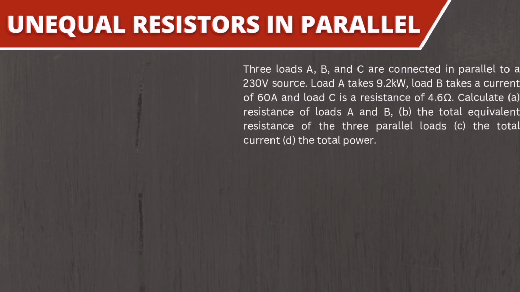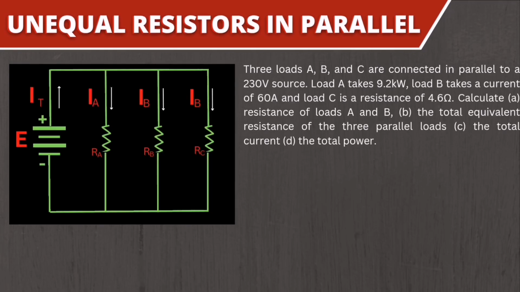Okay, number 1. 3 loads A, B, and C are connected in parallel to a 230 volt source. Load A takes 9.2 kilowatts, load B takes a current of 6 amperes and load C has a resistance of 4.6 ohms. Calculate A. The resistance of loads A and B. B. The total equivalent resistance of the 3 parallel loads. C. The total current. D.